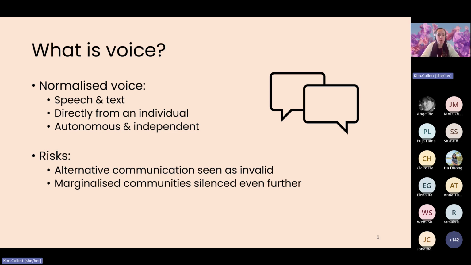But the trouble with having that normalized voice is that we risk alternative communication being seen as invalid. We see it as a lesser form of communication, and it doesn't have the spaces or the emphasis that we have on other styles of communication. And that means communities or individuals that use alternative forms of communication, including things like using advocacy, can be marginalized and silenced even further. So this reinforced to me that I should be saying yes to these advocates. If I don't use those advocates in the research, those two participants are being marginalized further, they're being silenced further, and I'm not being the inclusive researcher that I thought I was.